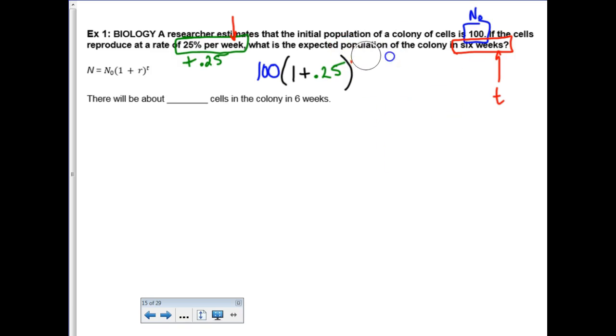So in your home screen of your calculator, could you please type that? And we're counting number of cells, so let's say that's a countable number, and let's round to the nearest whole cell, please. It even says about in the answer. You get 381? Okay, I want everyone typing that. Make sure you know how to type that in your calculator. 6 is up in the exponent, so make sure you're using the caret key.